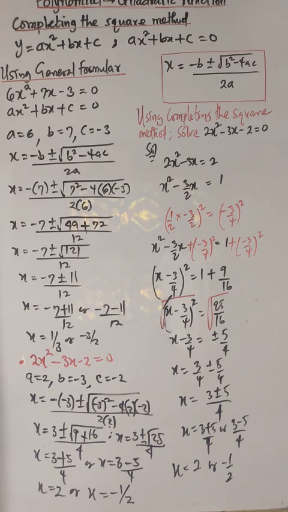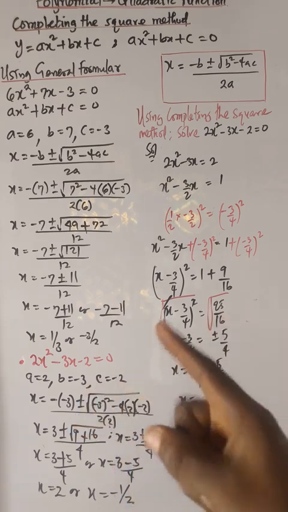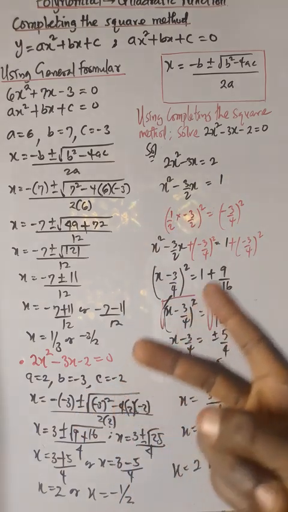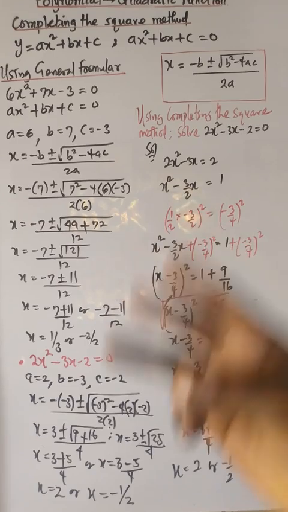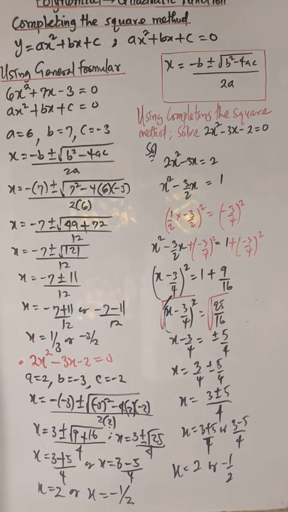As simple as that. So with these examples, it means you've mastered 3 methods: the factorization method, which we've done in our last class, the completing the square method, and the use of the general formula. So the last thing will be the graphical solution. But before that, let's talk about the nature of the roots of a quadratic equation.